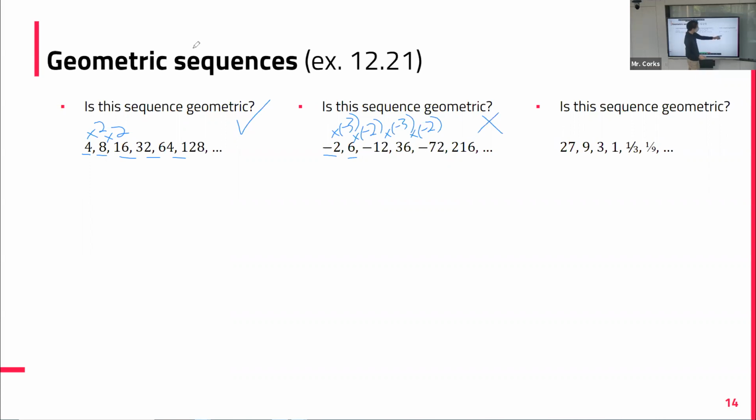The last one. We could write this as dividing by 3 or multiplying by 1/3, same thing. And we notice it's the same thing for each of them, multiplying by 1/3. So yes, it works. That is a geometric sequence.